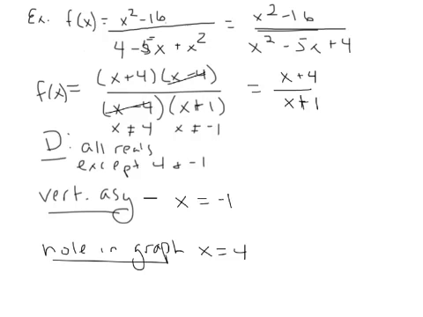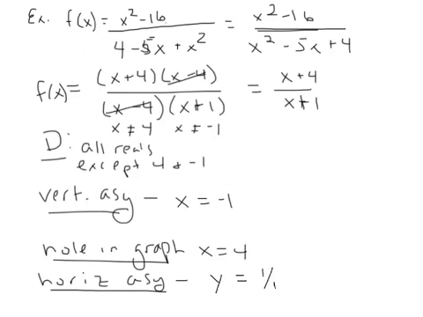Now how do I find the horizontal asymptotes? Once you know the formula, it's easy, because I look at my original function written in standard form, and the degree of my numerator and the degree of my denominator are both 2. So I take the leading coefficients and write my horizontal asymptote as y equals 1 over 1, or y equals 1.